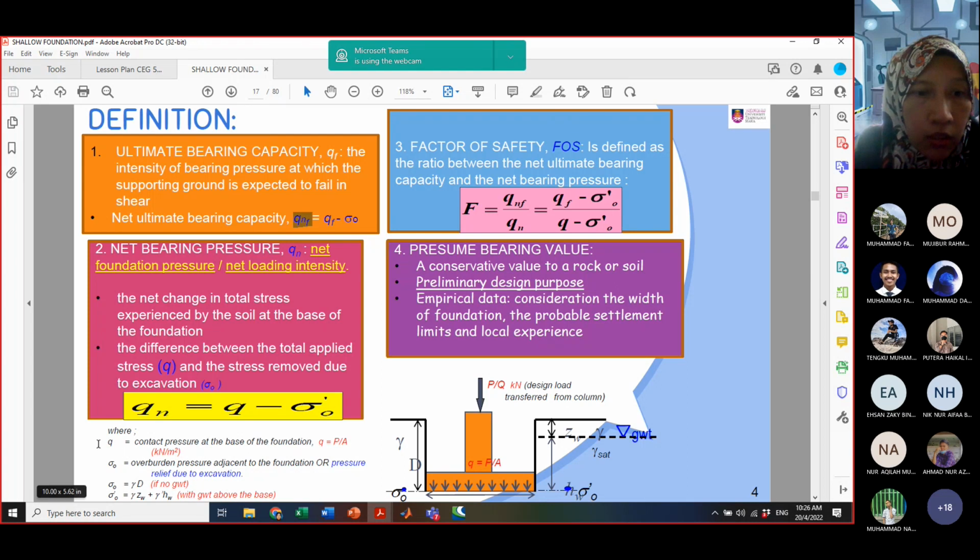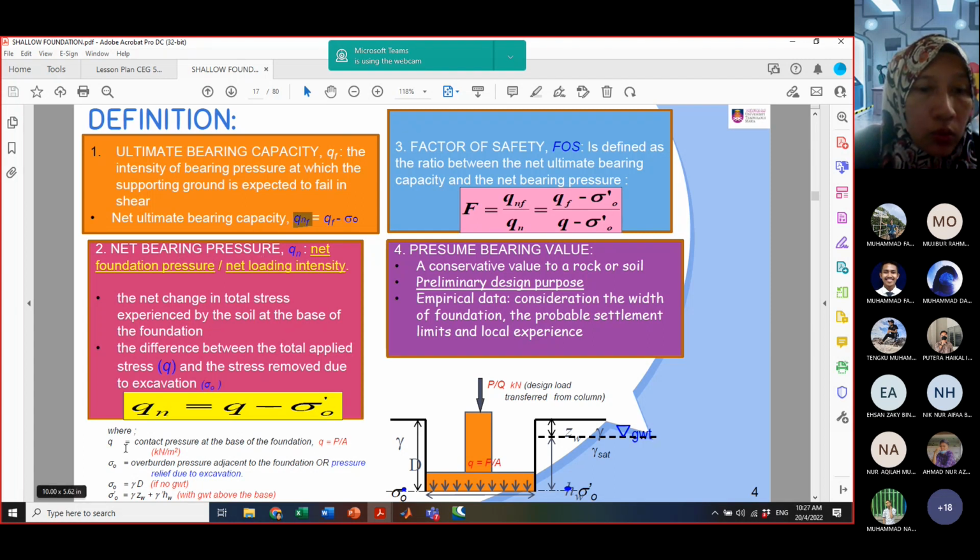At the bottom here are also some notations indicating symbols for net bearing pressure and so on. The next one is the net bearing pressure, qn, also called the net foundation pressure or net loading intensity. It is the net change in total stress experienced by the soil at the base of the foundation. The difference between the total applied stress q and the stress removed due to excavation, sigma naught, is known as qn, the net bearing pressure.